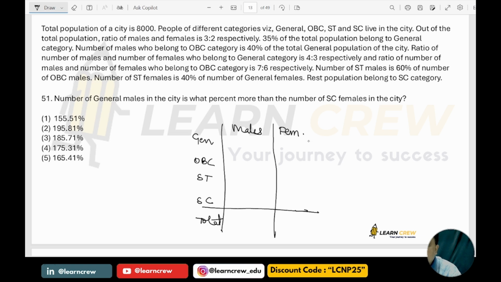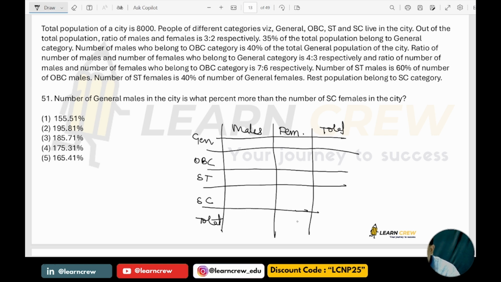35% of the total population belongs to the general category. So here also you have to take the total: total general, total OBC, total ST, total SC, and thereby the total. The number of males who belong to the OBC category is 40% of the total general population of the city. The ratio of males to females in the general category is 4:3, and the ratio of males to females in the OBC category is 7:6.